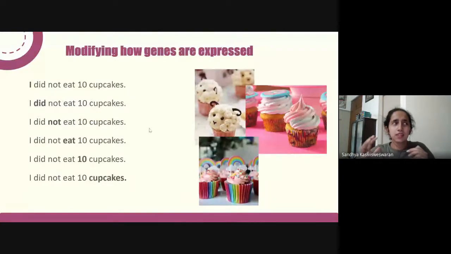So think of epigenetics as a sentence in English where you have a fundamental primary sentence. So that's your genetic sequence. And the meaning that you derive from that sentence is different based on where you apply emphasis, what parts of it you choose to read. So it's the same thing. Look at this sentence. I did not eat 10 cupcakes.